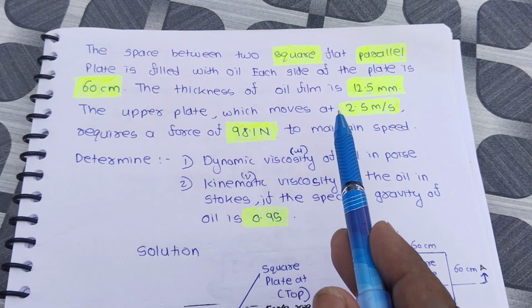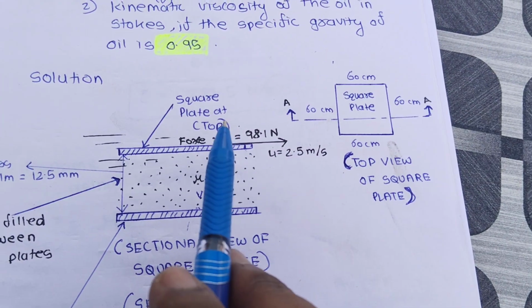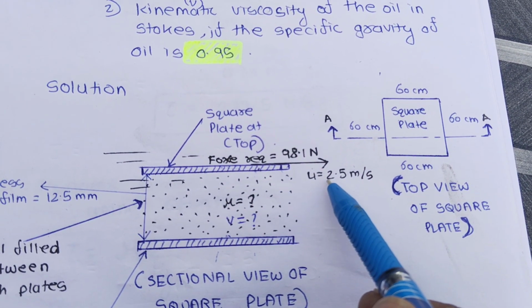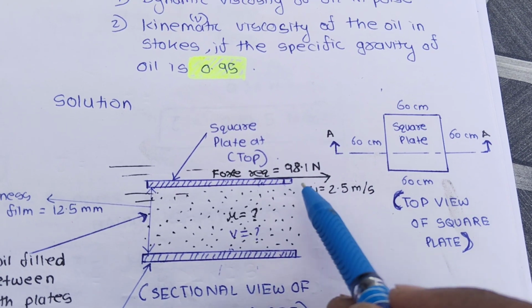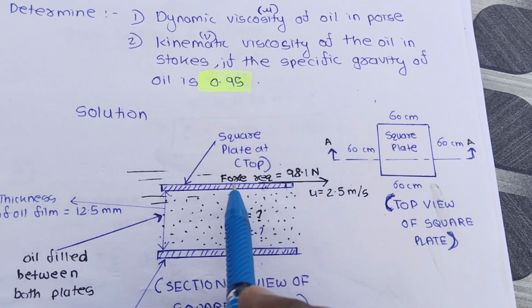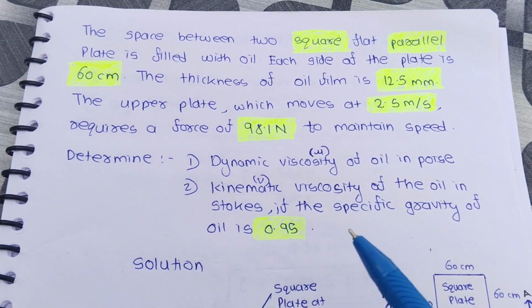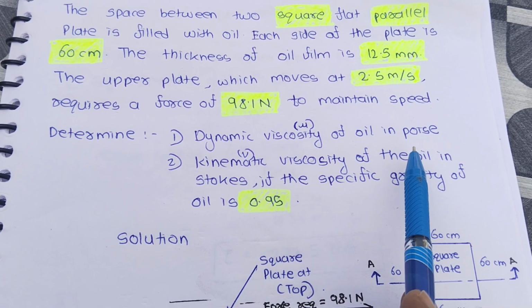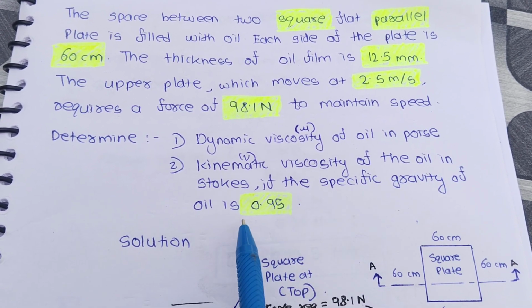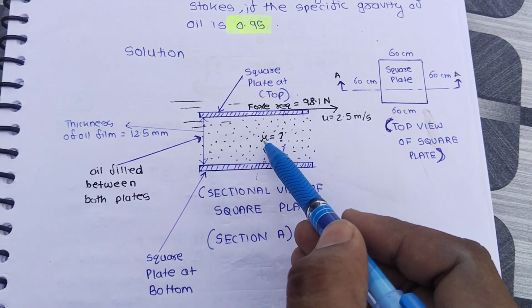The upper plate, which moves at 2.5 meter per second, requires a force of 98.1 Newton to maintain the speed. To maintain the speed, this top plate is moving at 2.5 meter per second and requires a force of 98.1 Newton to maintain the proper speed. So we have to determine the dynamic viscosity of oil in poise and the kinematic viscosity of oil in Stokes if the specific gravity of oil is 0.95. So in the diagram, I will show you.